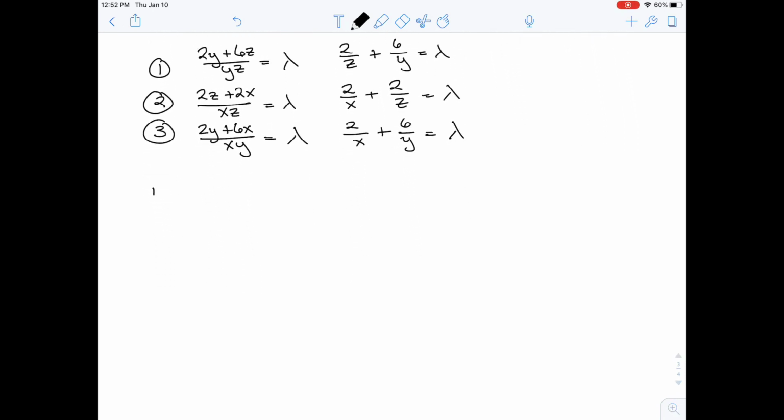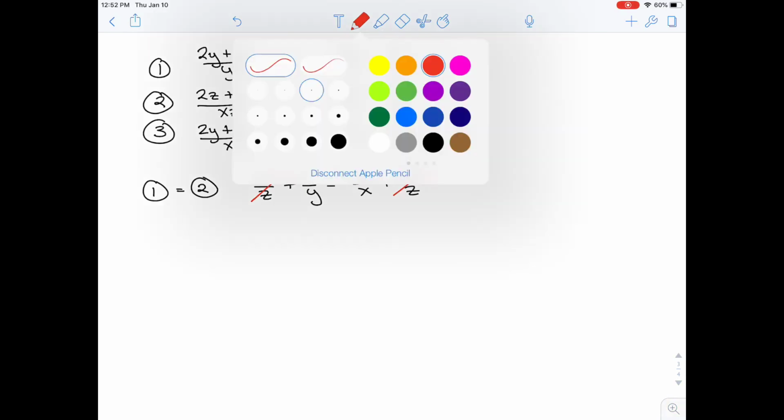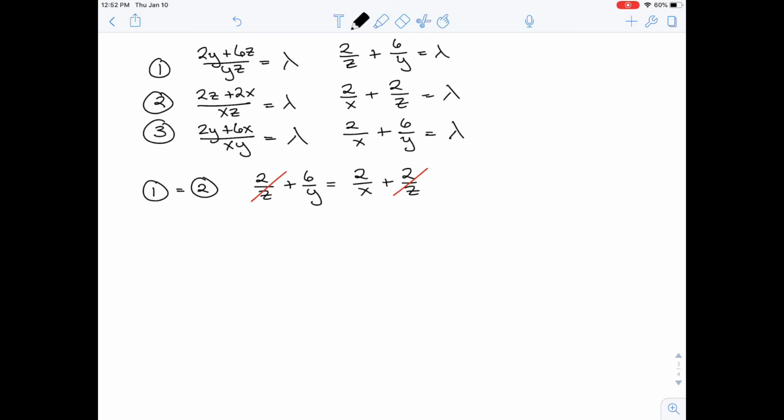To solve this, we're going to want to set 1 equal to 2. So that 2 over z plus 6 over y is equal to 2 over x plus 2 over z. We'll notice that the 2 over z's cancel, which is nice because they're on both sides. So then if we cross multiply, we see that 6x equals 2y. That's going to tell me that y equals 3x.